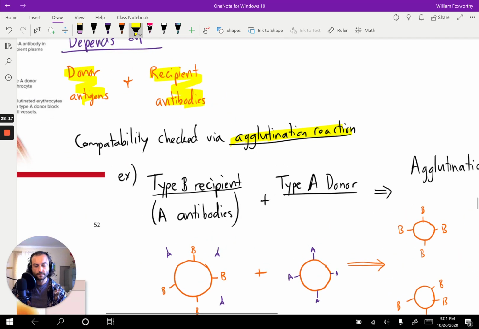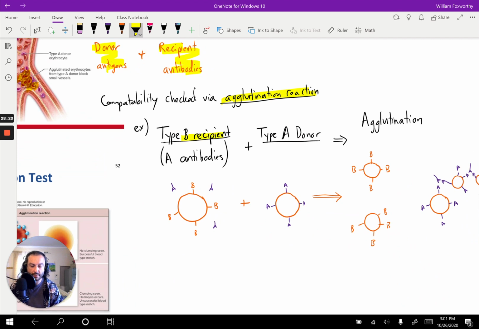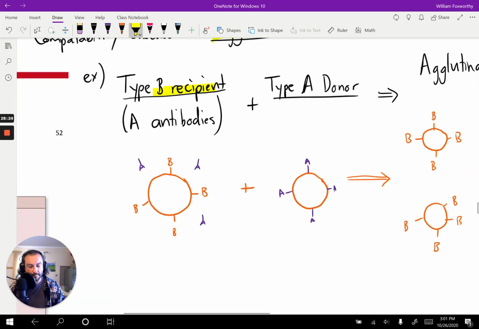Okay, so let's see here. This is a type B recipient. And I said it depends on the recipient's antibodies. So here is this type B because he has B antigen. This is the person that's going to receive the blood transfusion. And this person has A antibodies.